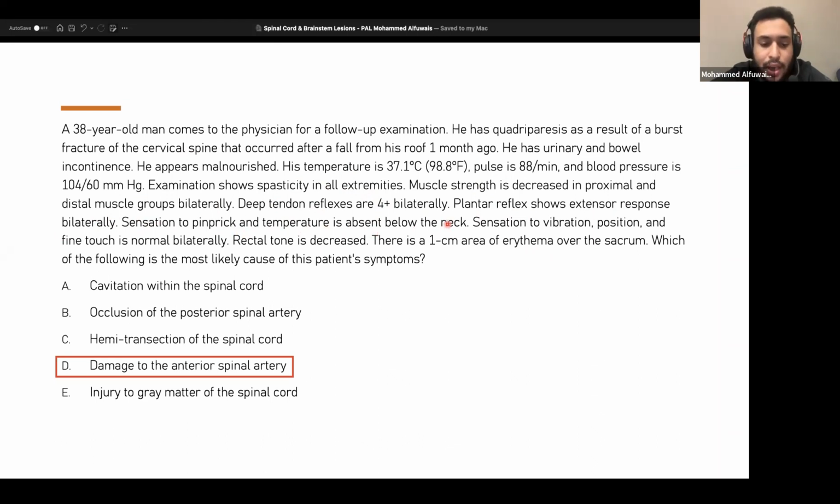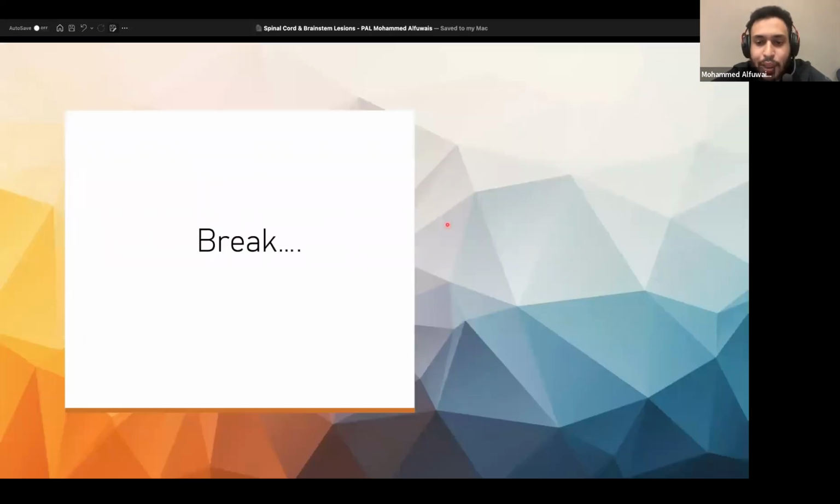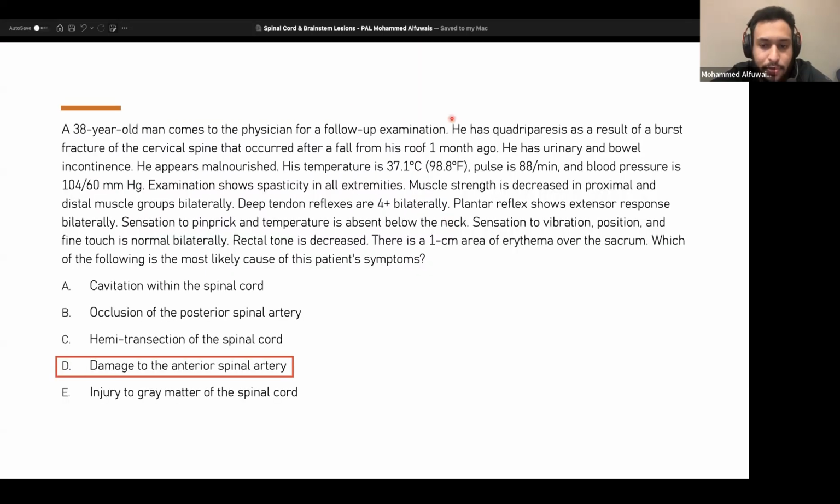Okay, so this is an anterior spinal artery damage, anterior cord syndrome. And that concludes the spinal cord part of it. The rectal tone, I'm not completely sure why in this patient, but look into the other signs as well. And with all the lesions, look at the cumulative signs.